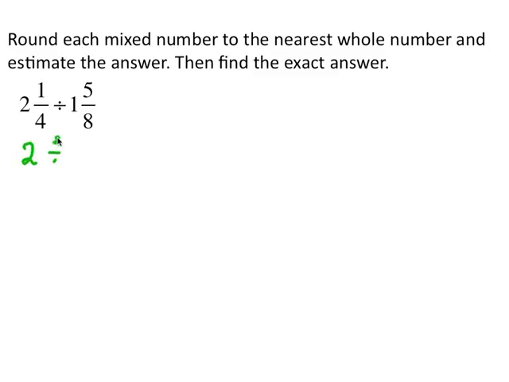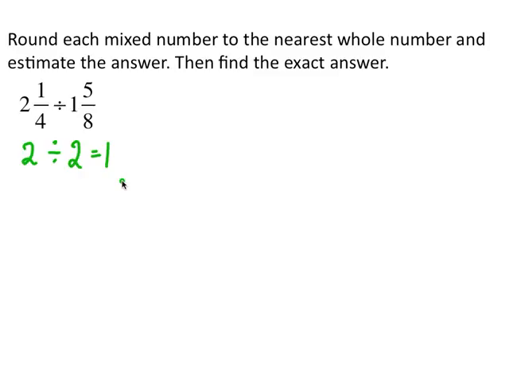Okay, and then 1 5/8, we'll do the same thing. We're going to be between 1 and 2, but we want to see, are we more than halfway? So you take the denominator, divide it by 2, that's 4. Our numerator is 5. That means we've gone more than halfway across. So this will round up to 2, and 2 divided by 2 is 1. So that's our estimate. Now we want to get the exact answer.